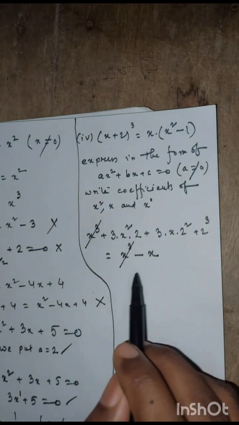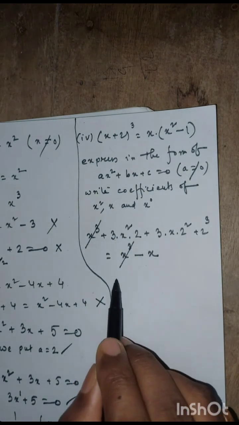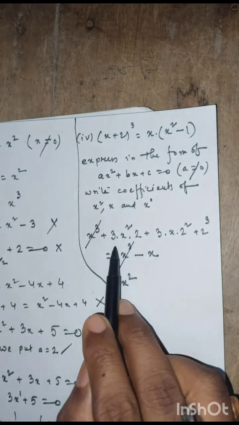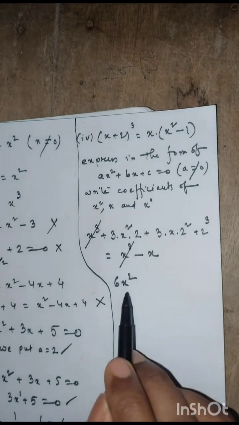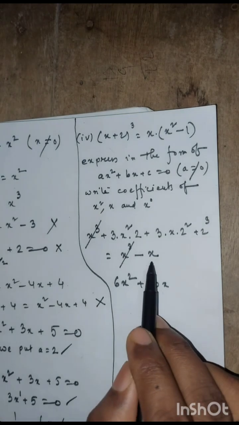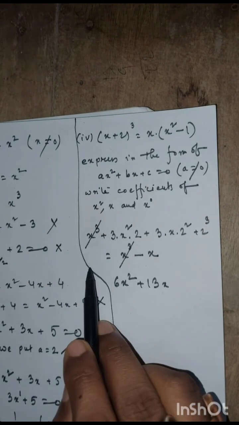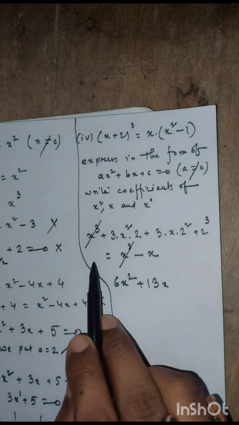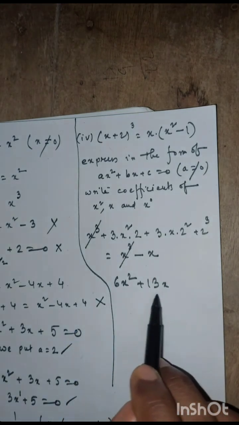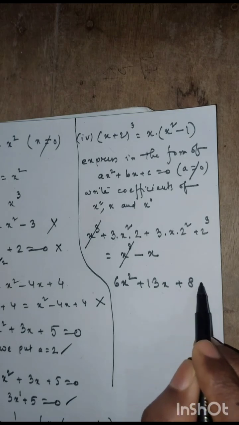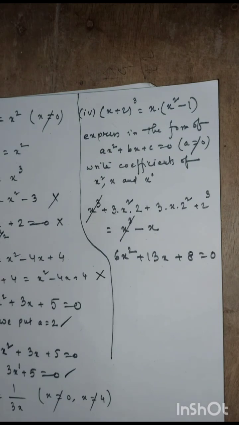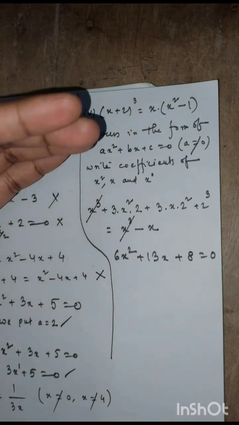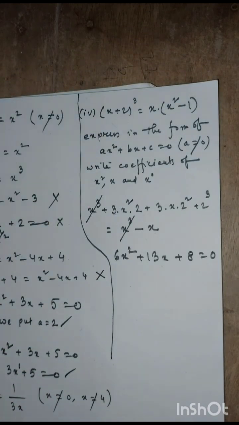Now it is 6x square, and if we take minus x to the left side, it becomes plus x, and plus x plus 12x, it is 13x plus 8 equal to 0. So this is our quadratic equation, which is in the form of this, that is our known form.